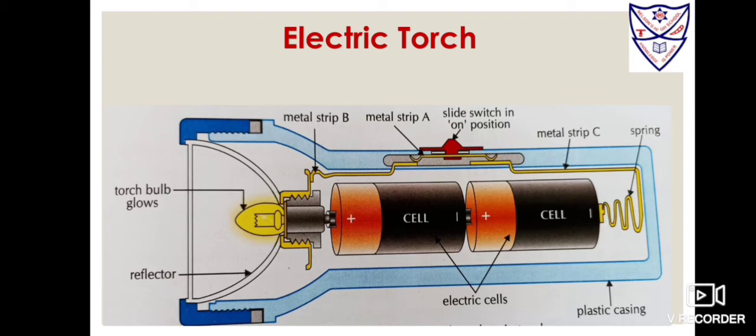The negative terminal of the cell presses against the spring at the base of the torch. The positive terminal of the cell presses against the metal tip at the base of the bulb. There are 3 metal strips: metal strip A, metal strip B, and metal strip C. When the switch is pushed to the on position, the bulb glows. When the switch is pushed to the off position, the bulb does not glow.